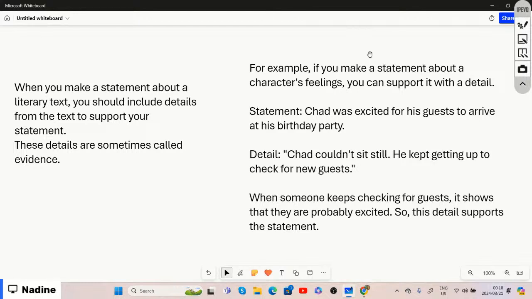So which means that him being excited, it supports, or it's basically evidence that shows that Chad was excited for his guests to arrive at his birthday party. Him getting up all the time, him checking all the time, that means that he was excited for his guests to arrive at his birthday party. That is evidence enough, right?